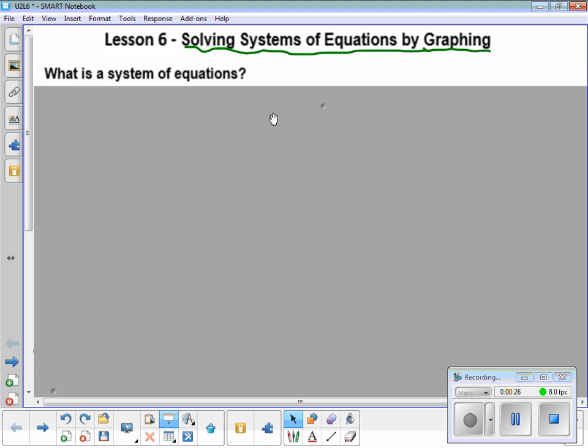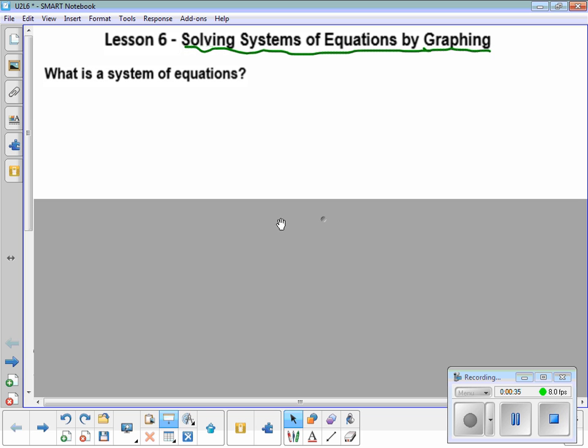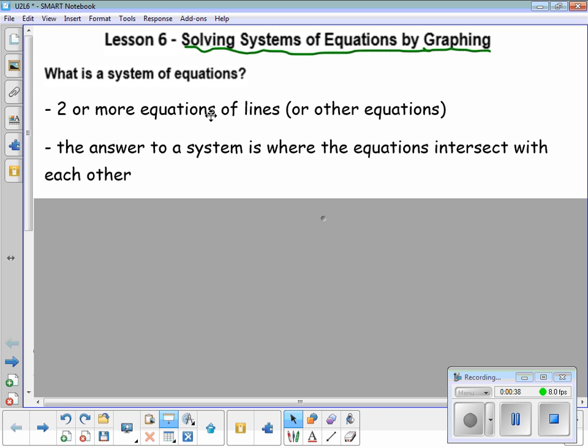You know that systems exist in many different forms other than just in mathematics. But when we're talking about mathematics, it's when we take what we call two or more equations. In this case, it's going to be lines because that's what we're studying, but it wouldn't have to be just lines. It could be other equations. So we're taking two or more of these lines, and we want to, in this case today, graph them, and the answer to a system is where they intersect each other.